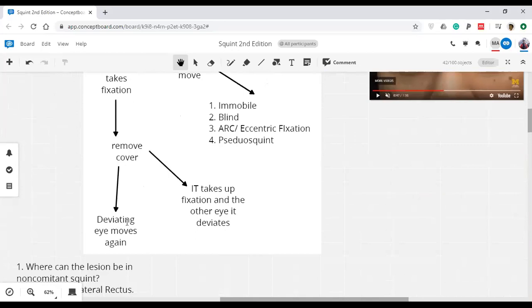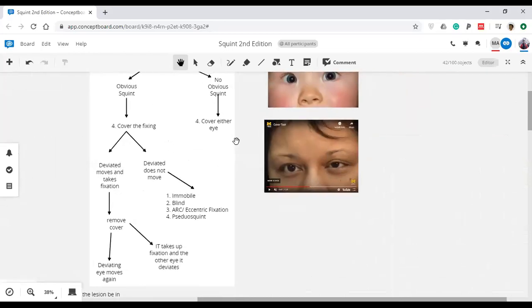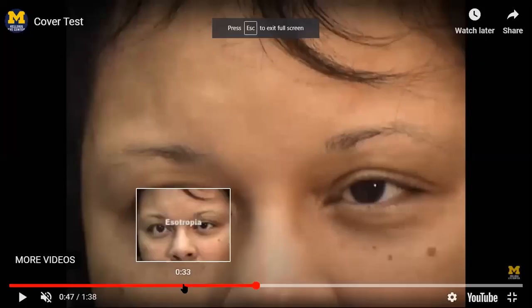And we remove the cover. Then either there must be a recovery movement, or the same eye will start fixating again. Remember the algorithm: if you cover the fixing eye, the other eye will move. Let's look at this examination once again. Keep the algorithm in mind. Take a look at the algorithm. Understand this. Let's look at this again.